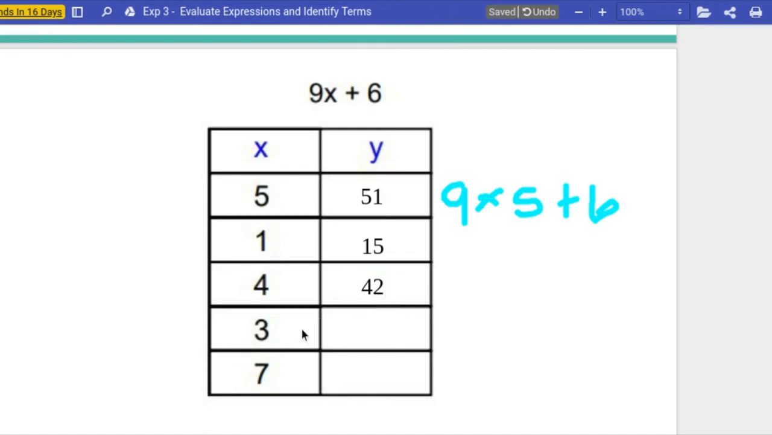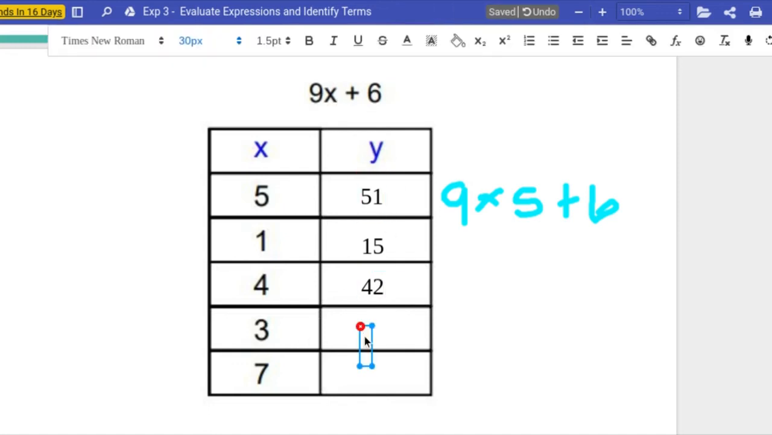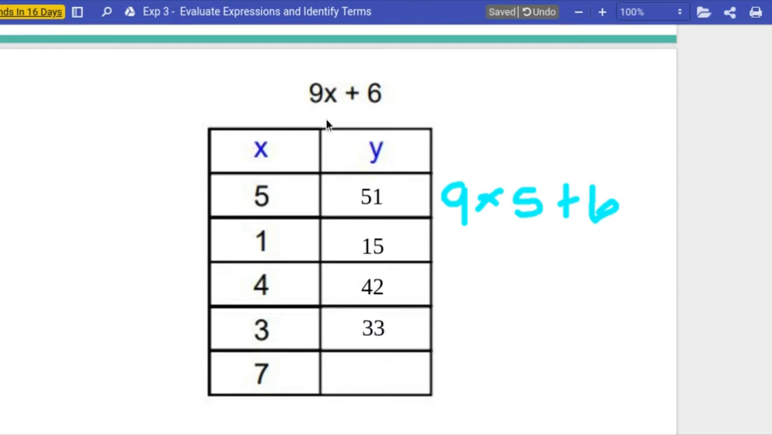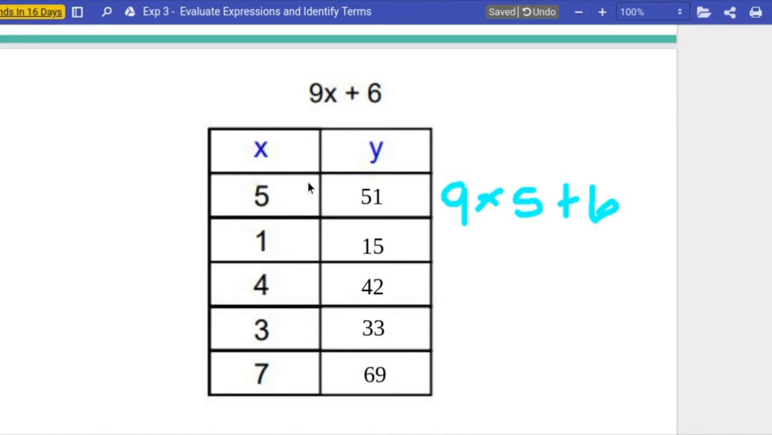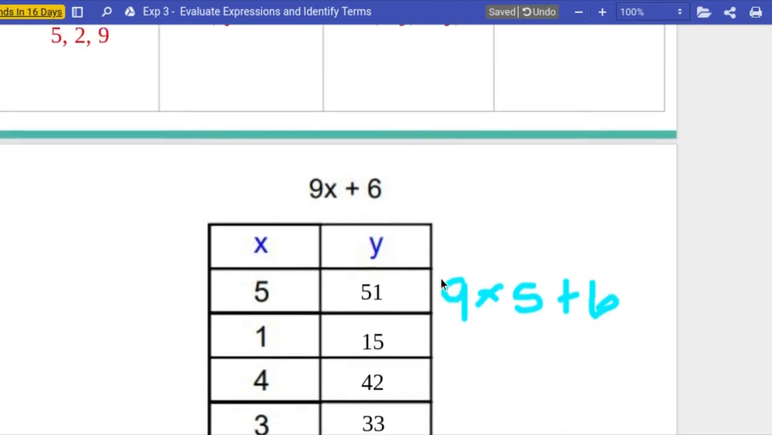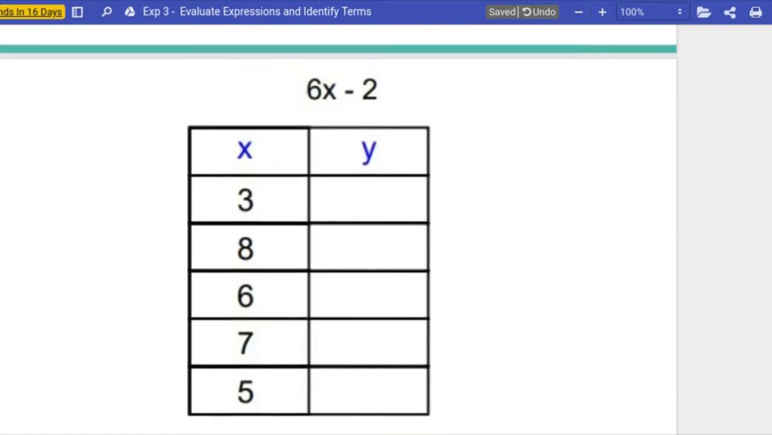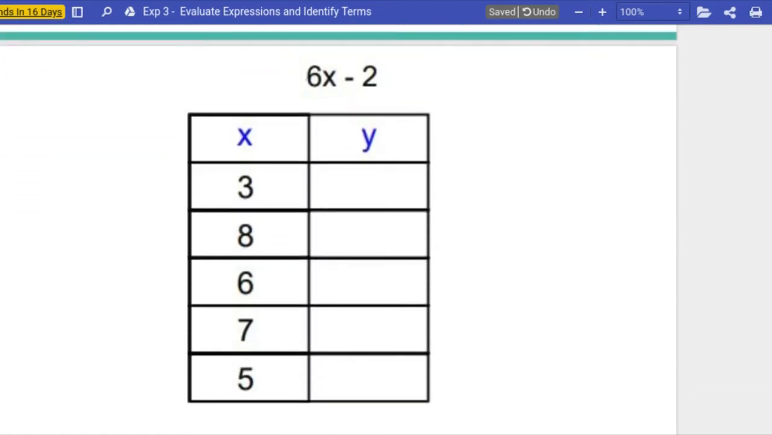And then if I put 3 in, 9 times 3 is 27, plus 6 is 33. And if I put a 7 in, 9 times 7 is 63, plus 6 is 69. So I have now evaluated that expression for all of those different values of x. Okay, pause the video and fill out this table on your own, and then go ahead and check your answers with mine.